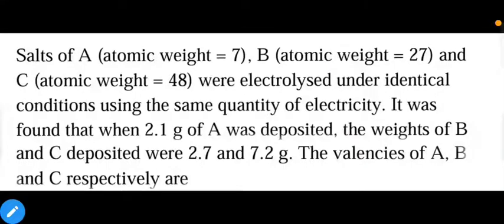The question is: salts of A with atomic weight 7, B with atomic weight 27 and C with atomic weight 48 were electrolyzed under identical conditions using the same quantity of electricity. It was found that when 2.1 gram of A was deposited, the weights of B and C deposited were 2.7 and 7.2. The valencies of A, B and C respectively are? So in this question we have to find the valencies of each atom present here.